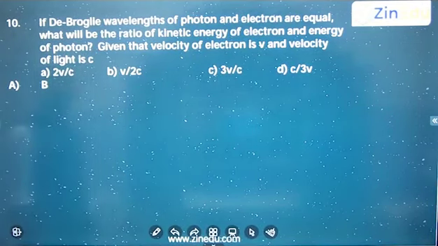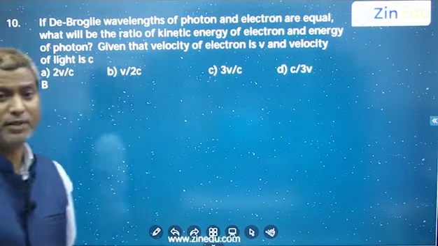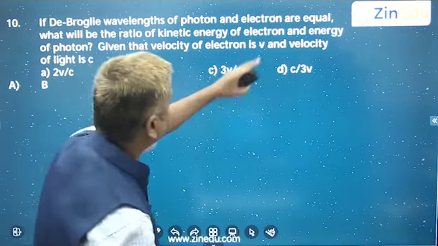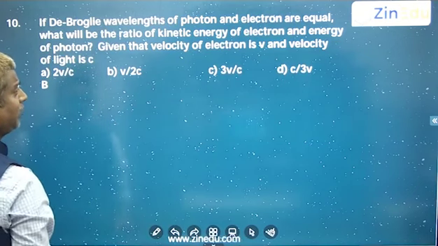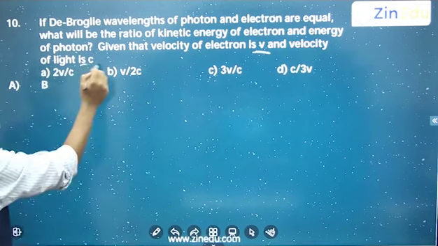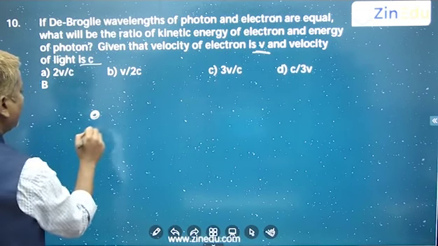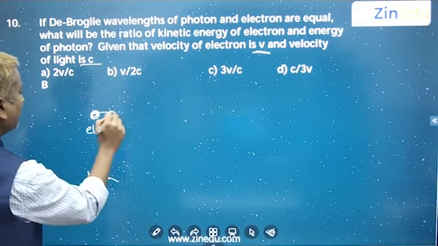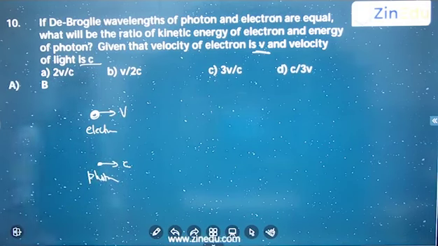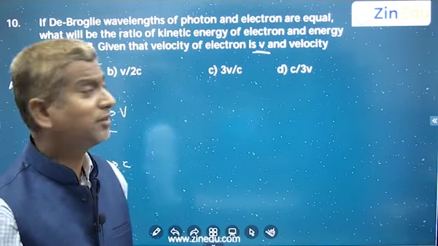If de Broglie wavelengths of photon and electron are equal, then what will be the ratio of kinetic energy of electron and energy of photon? Given that velocity of electron is v and velocity of photon is c, the velocity of light. Assume the electron travels with v and the photon with c, both having the same de Broglie wavelength. De Broglie wavelengths are the same means their momentums are the same.